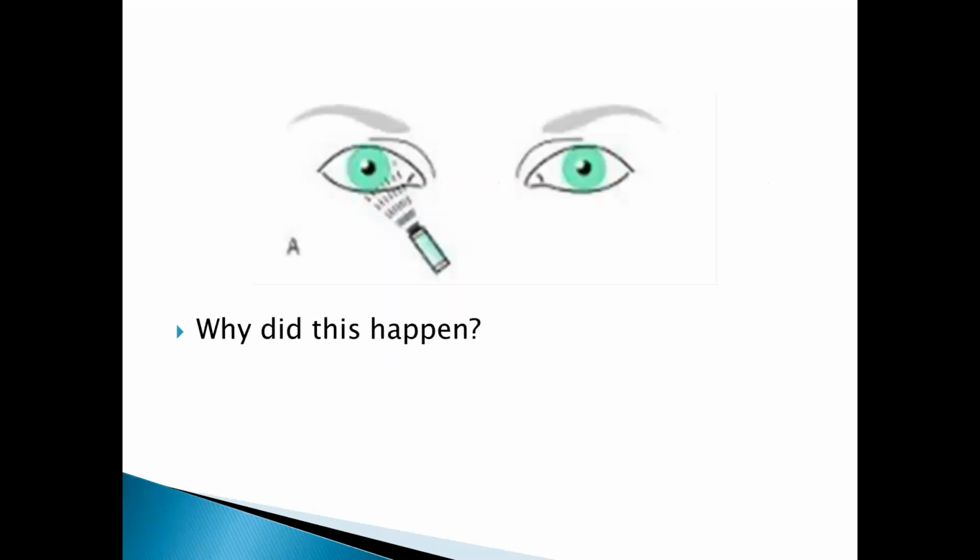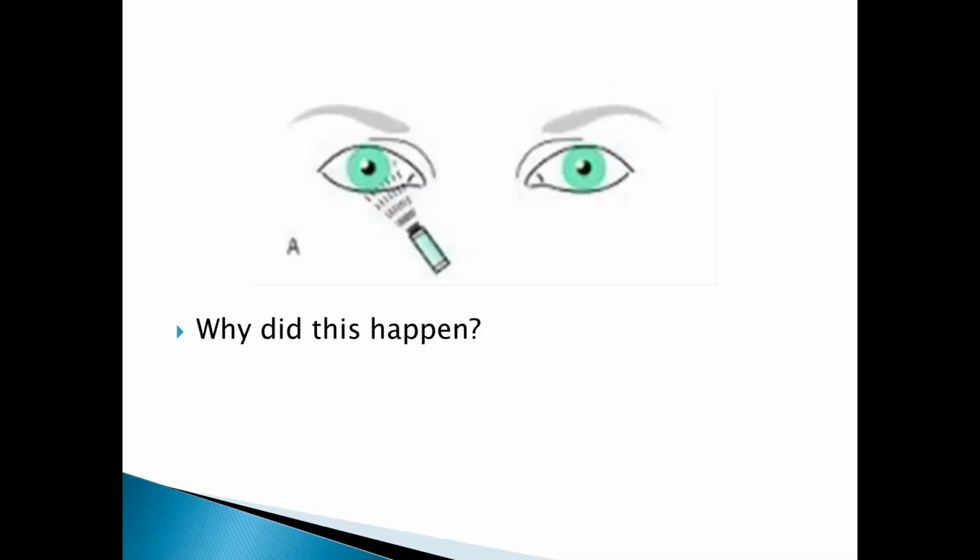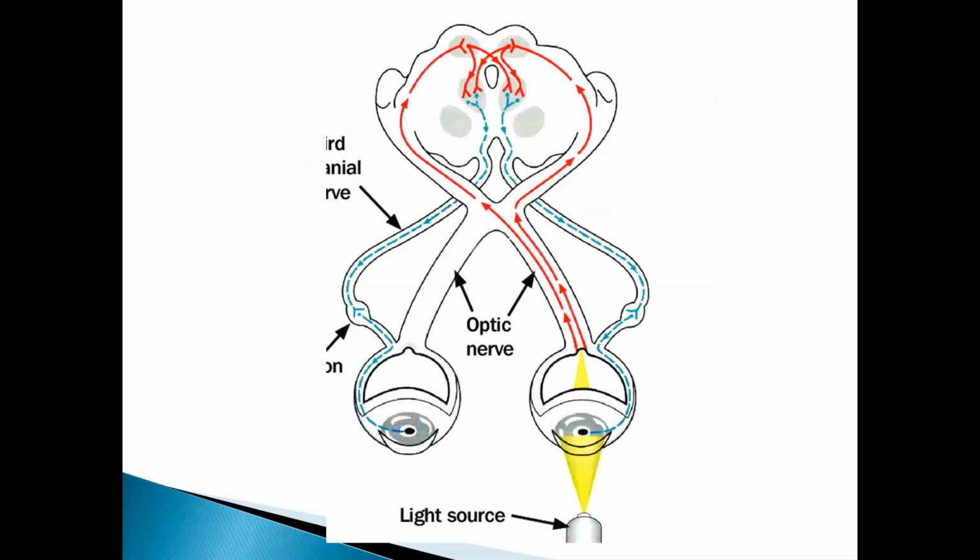But so why did this happen? So he has a problem with the right eye. Right? So when you shine the torch to the right eye, there isn't much of a reaction. Right? So we have to see what's happening. So when the light was shone onto the left eye, what happens?